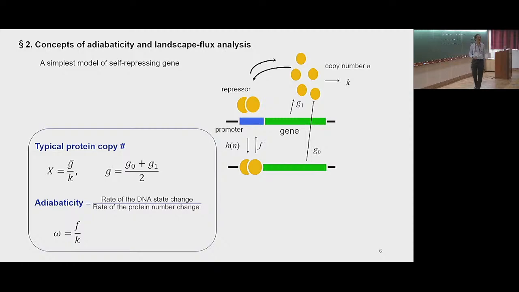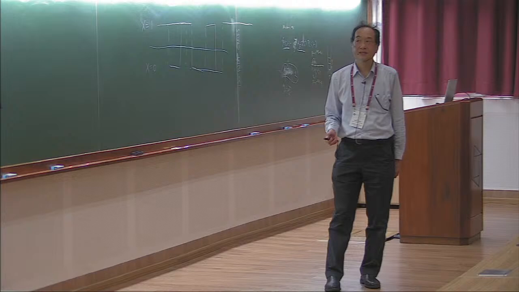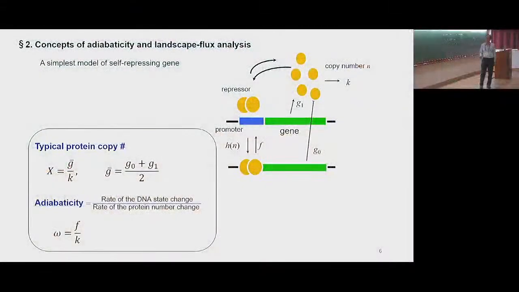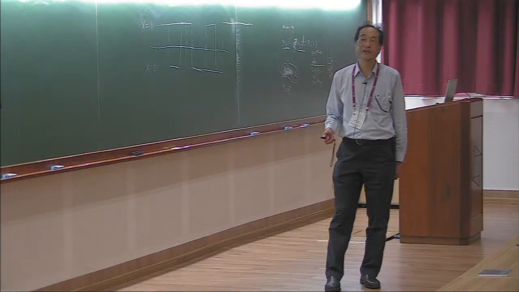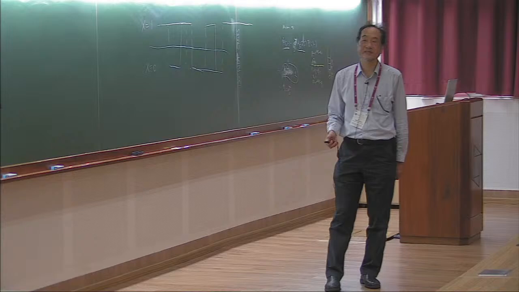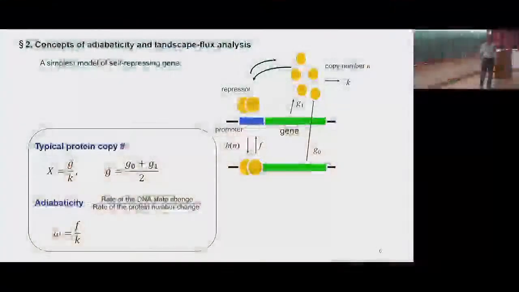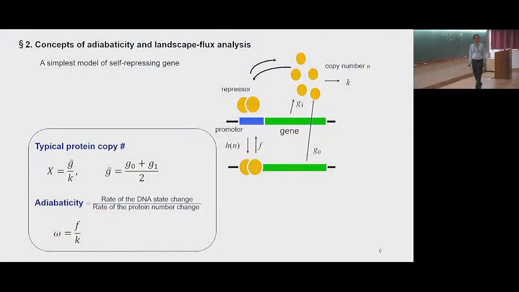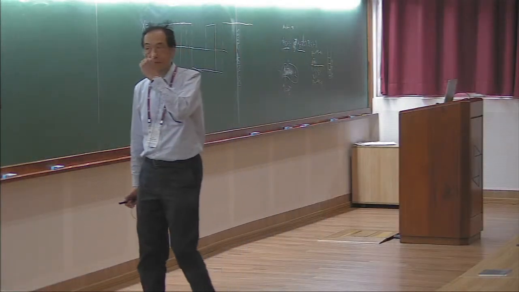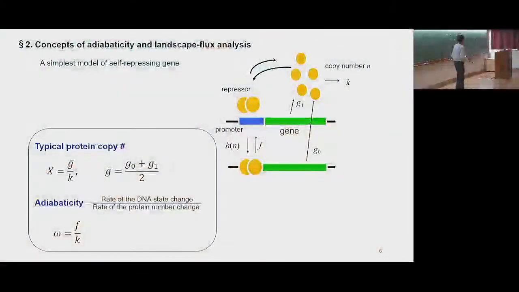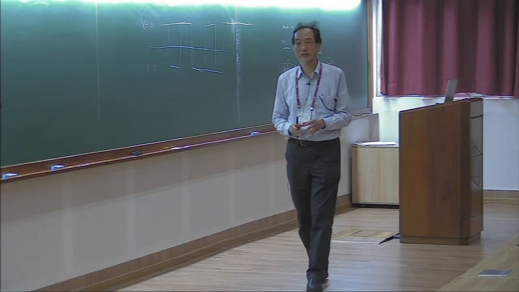And the other parameter here is the adiabaticity. This is the ratio of the rate of the DNA state change over the rate of the protein number change. So this can be represented like this. F is the representative speed of the DNA state change. The wording of adiabaticity comes from condensed matter physics or physical chemistry, I mean, the optics for molecules or condensed matter.